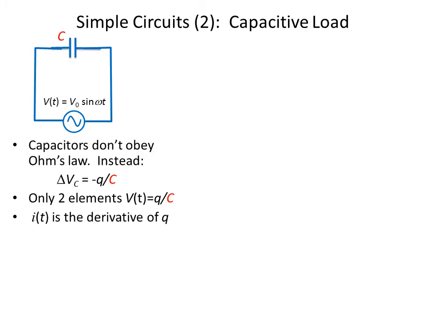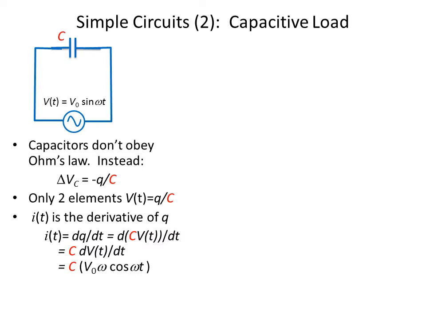We also know that the current is the derivative of Q. So if you write down I of t is equal to dQ dt, and then plug in what we know for Q, that it's C times the V of t, and take the derivative, we can pull out the C, take the derivative of the time-dependent part of V of t, and the derivative of V0 sine omega t is omega times cosine omega t. So we have C times V0 omega cosine omega t.